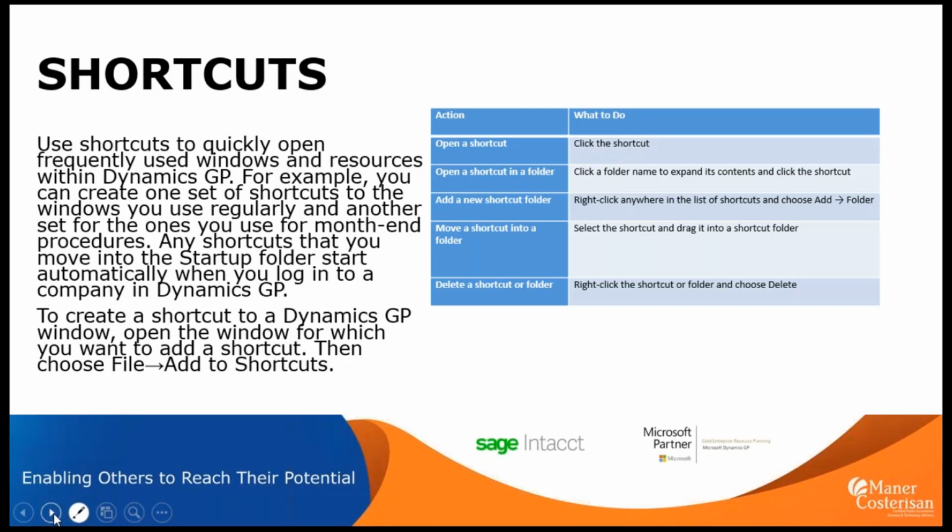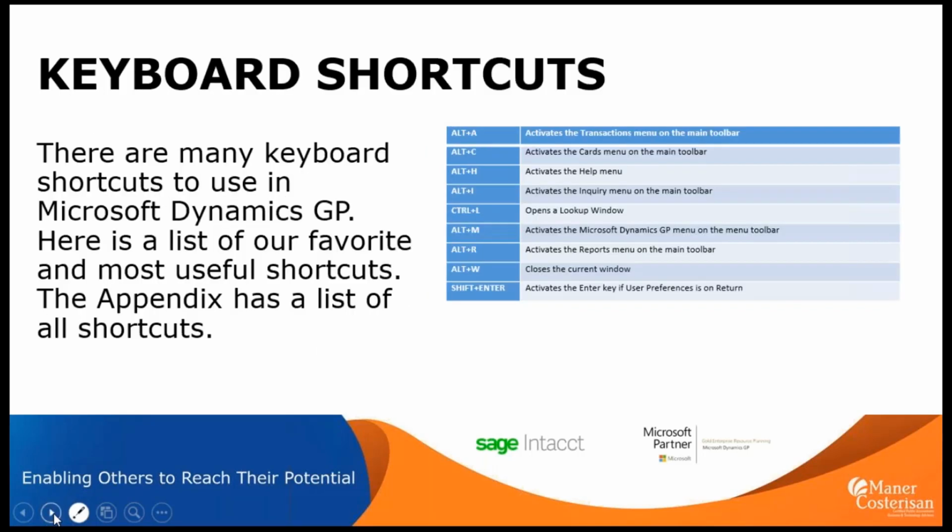When you open the shortcut, you just click on it and it opens up the window or report that you just saved. There are keyboard shortcuts which are helpful. If you love to work on your keyboard and go with your keyboard as opposed to just going to the screen, you can type Alt-H, for example, to open up the help menu, or Alt-C to open up the card menu on your main toolbar.